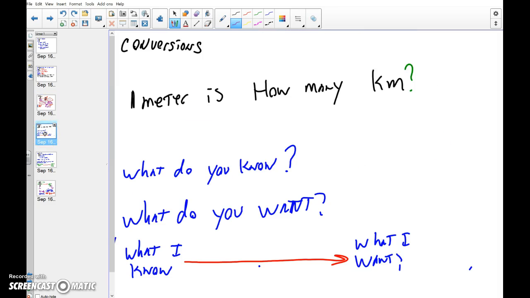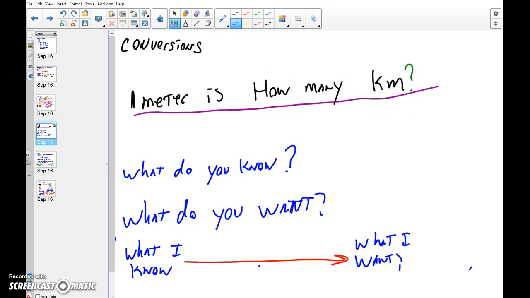Now, the thing is, when you're doing conversions with these, because it's prefixes and base units, and the prefixes always mean the same thing, it's actually a simple process once you get the hang of it. So for instance, let's say I offer you this question. 1 meter is how many kilometers? Now you may be tempted to turn around and say, oh, it's 1,000. But it's not. Because I said 1 meter is how many kilometers.